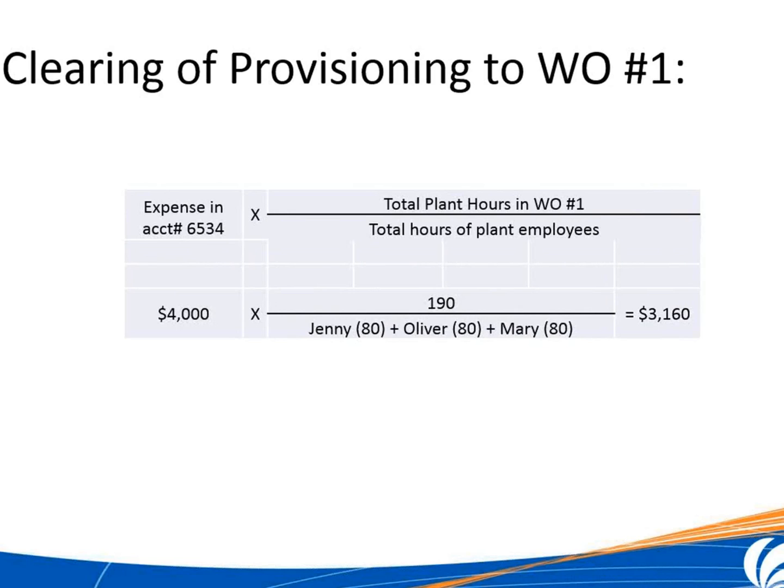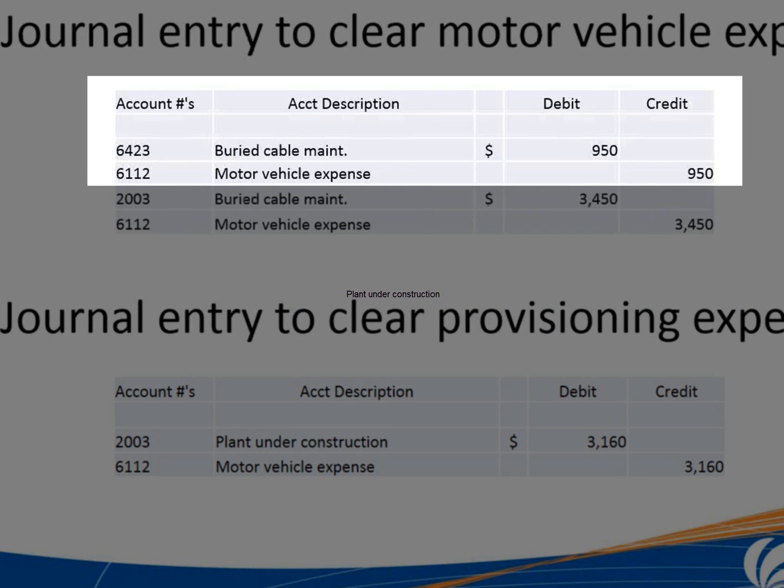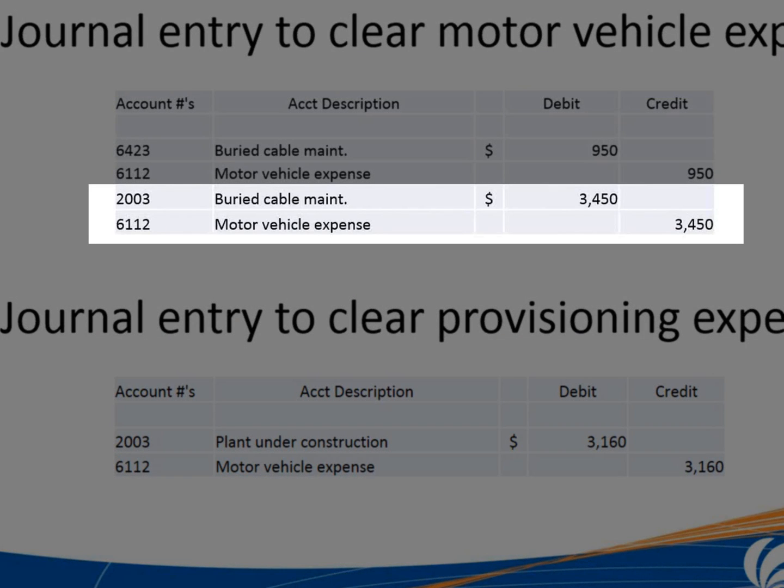Now we come to the journal entry to clear the motor vehicle expense. So you saw earlier we came up with the $950 to allocate and the $3,450 to allocate out of motor vehicle expense. So we would debit the buried cable maintenance account, $950, because that was what would be allocated to buried cable maintenance from motor vehicle expense. We would credit the motor vehicle expense $950 to reduce that account. Then we would debit buried cable maintenance plant through 2003 for the work order, $3,450, and we would credit motor vehicle expense the $3,450, reducing that account further.